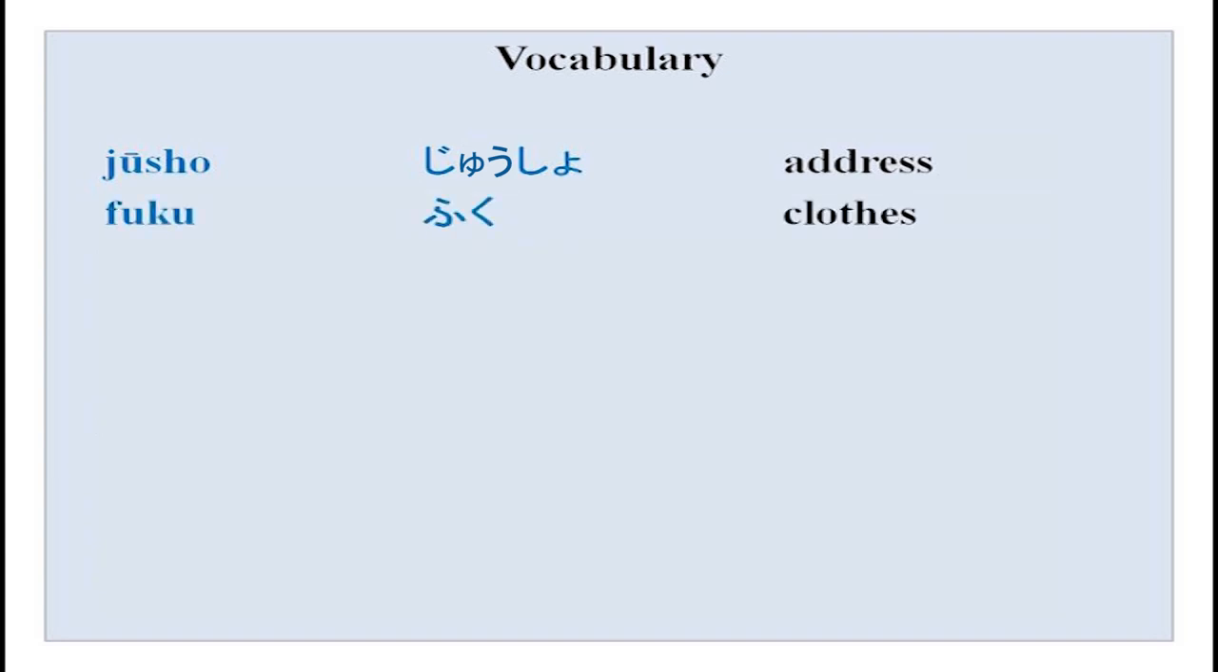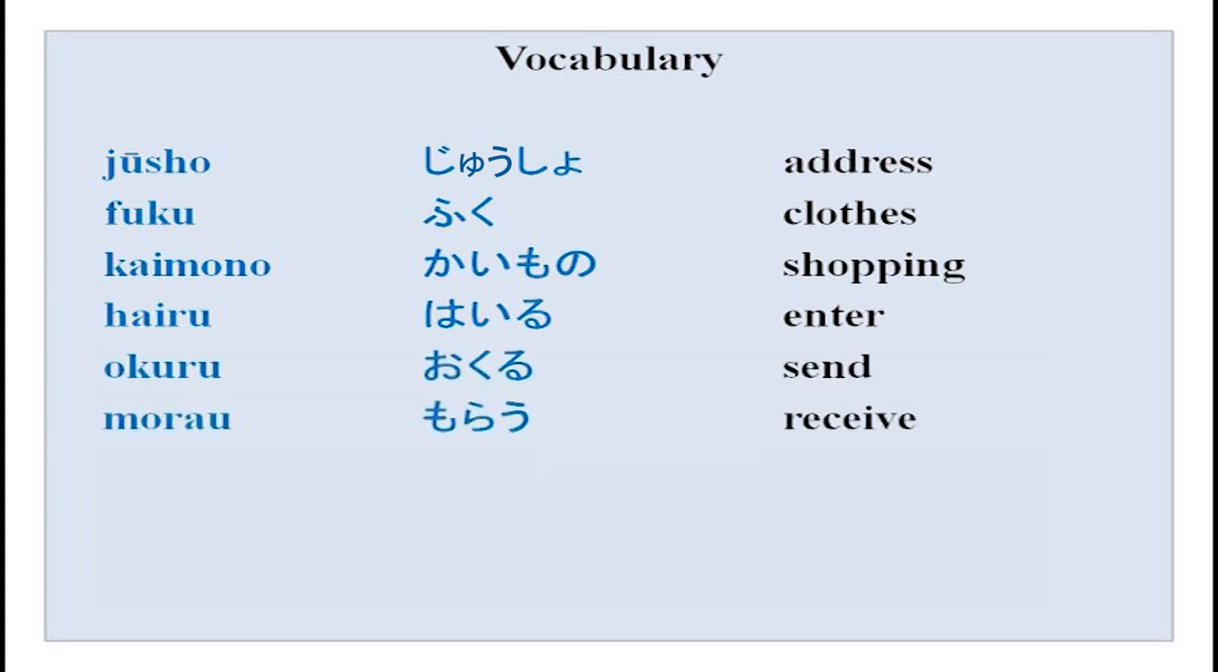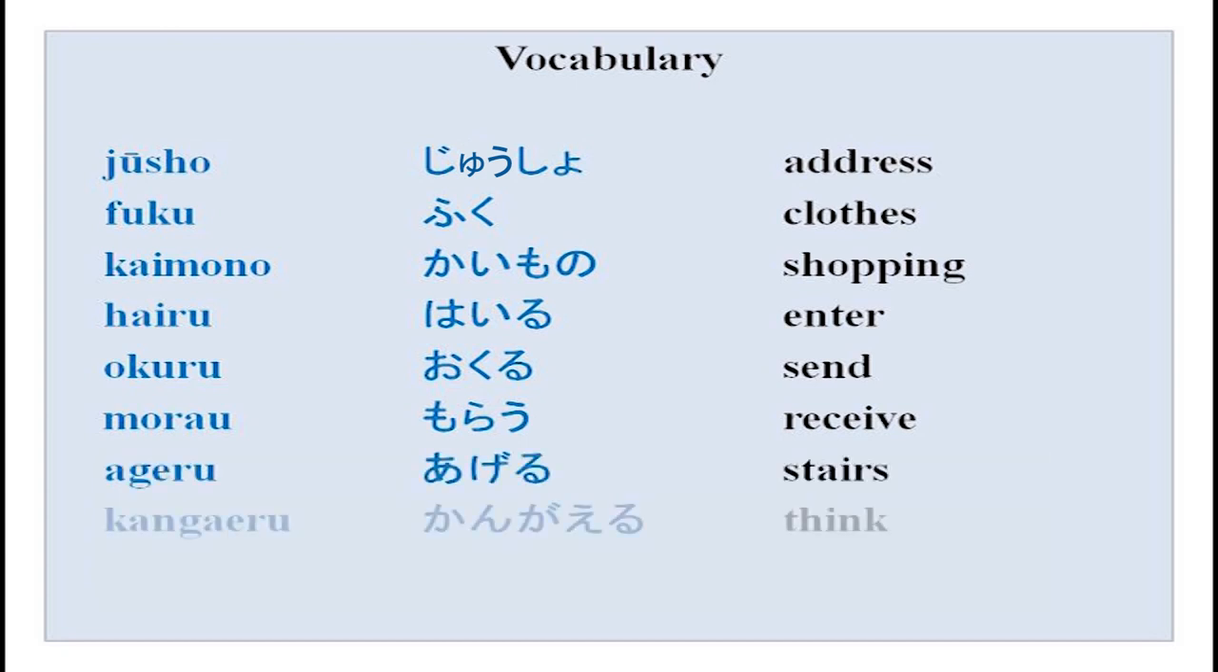Well, this vocabulary is for you, the vocabulary that we did here in the lesson. Fuku, kaimono, hairu, okuru, morau, ageru, kangaeru, miseru, and you have the meanings over here and the hiragana given.